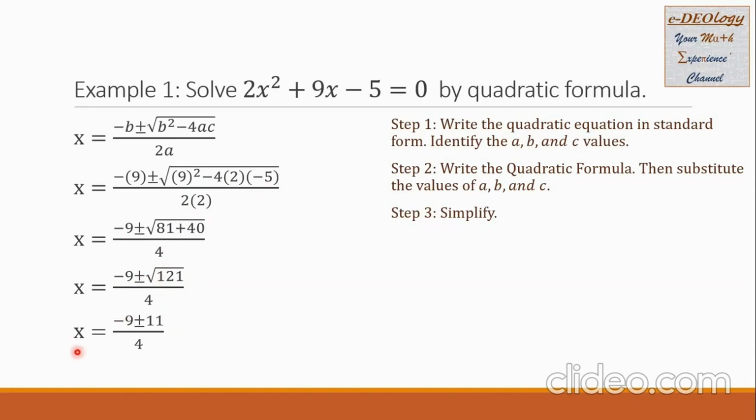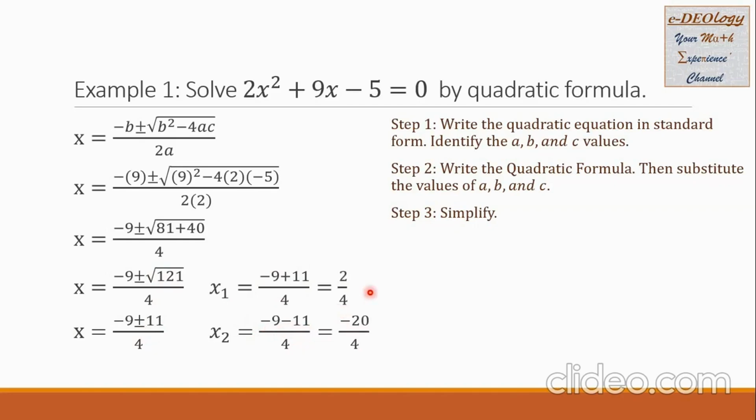Now at this point, we're going to split the plus and minus. There will be two values for the x. The x sub 1 is equal to, we will use first the plus sign. So -9 plus 11 all over 4. For the x sub 2, the negative sign will be used. So -9 minus 11 all over 4.